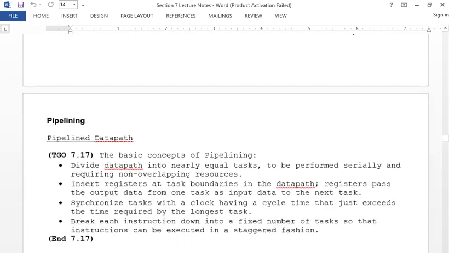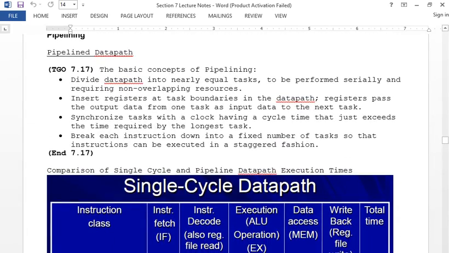Okay, so pipelining. So we've done 7.1 through 7.5 so far, right?